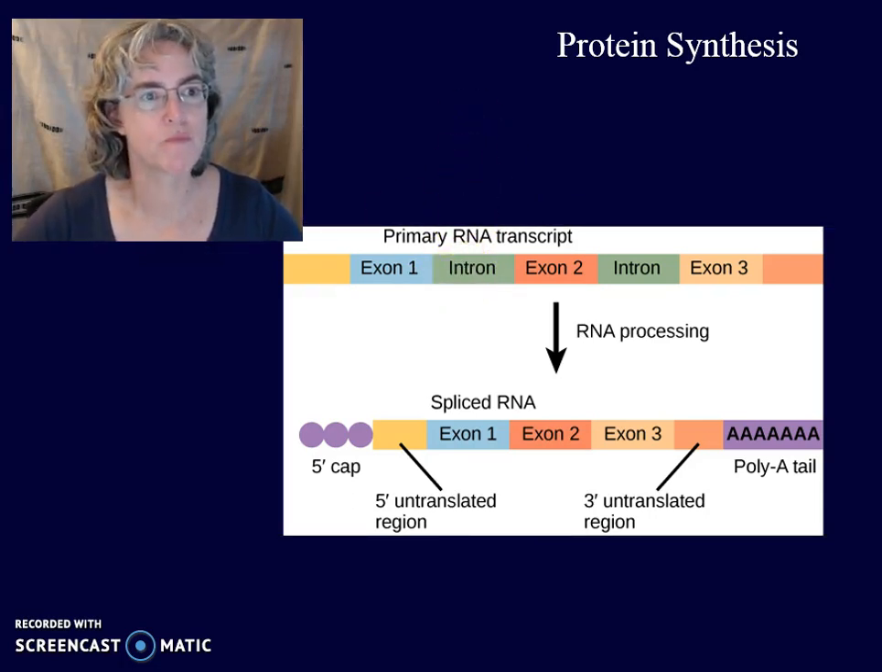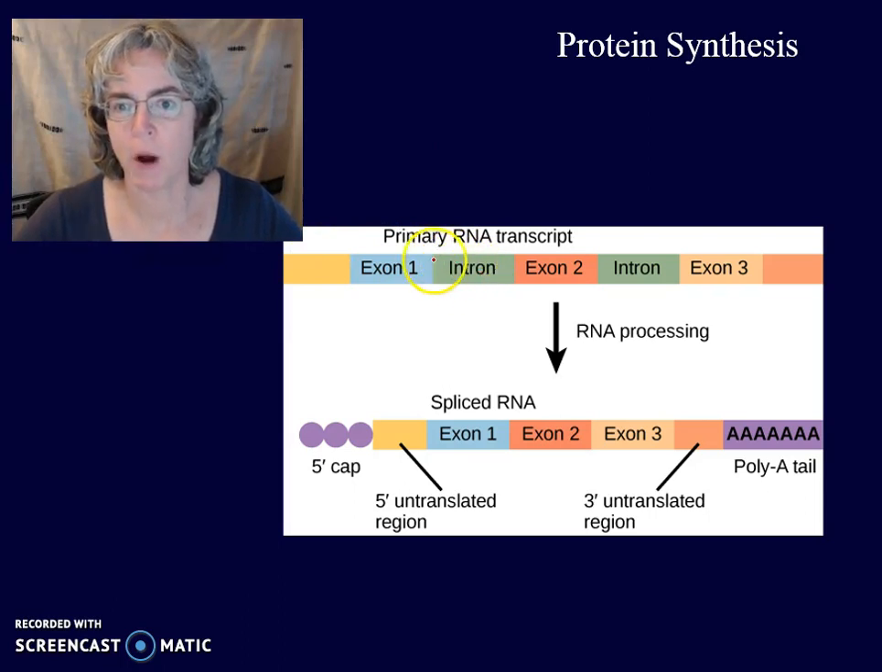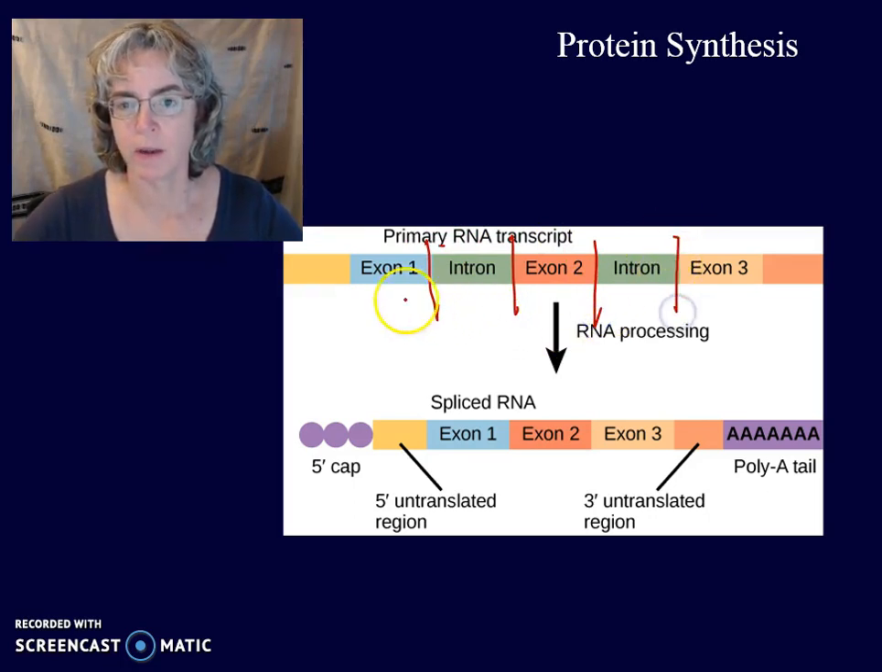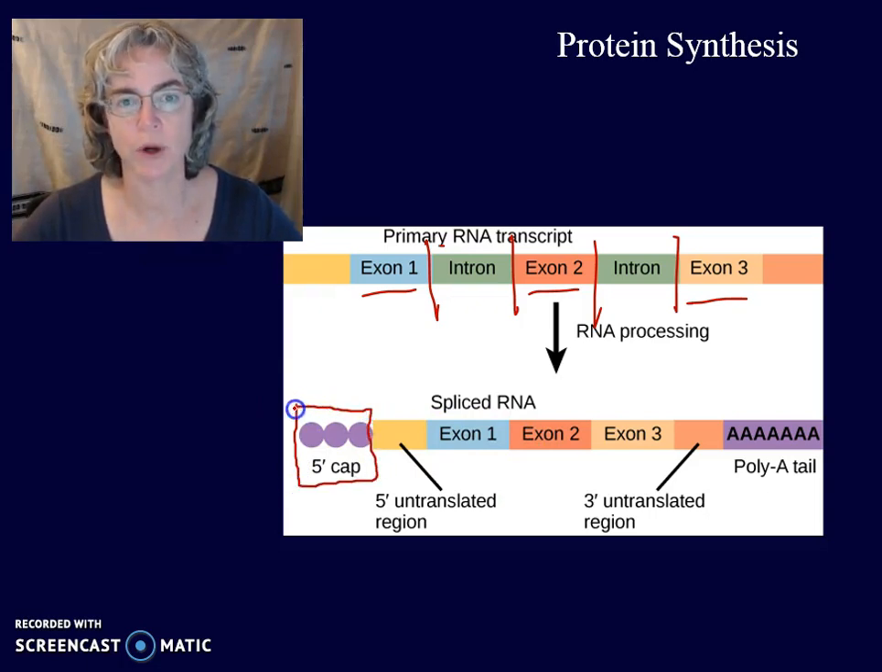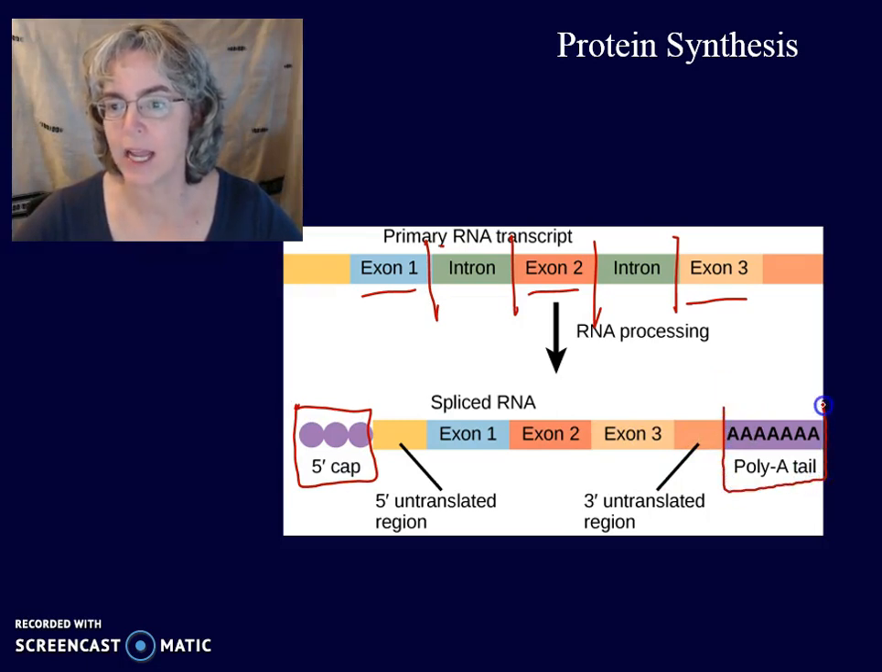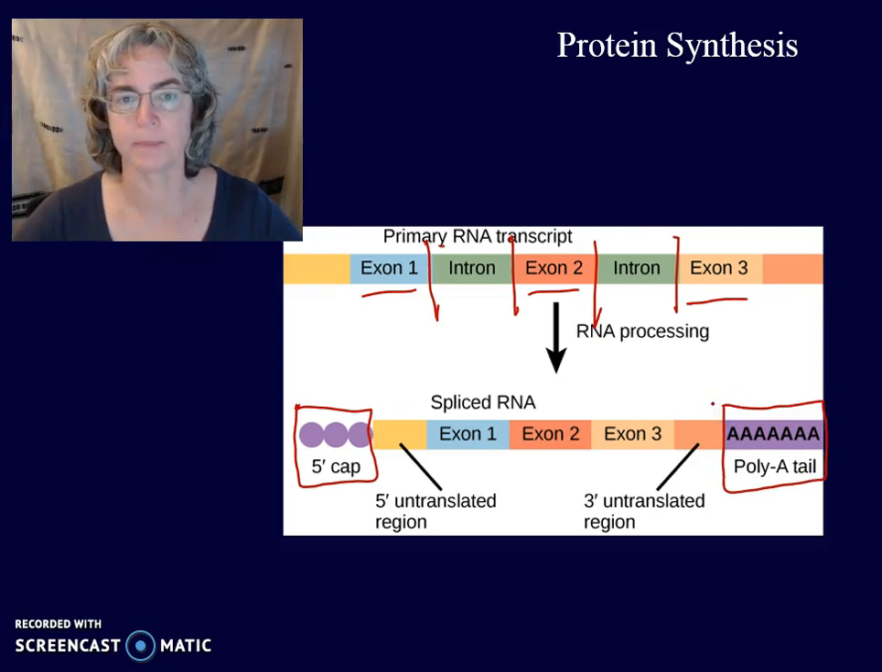Let me get my pen. From our RNA molecule, these introns are now cut out, and exons are now spliced together. And what helps me to remember exon is that the exons can now exit the nucleus. And before it can exit, a cap is put on one end, and a poly A tail is put on to another end.